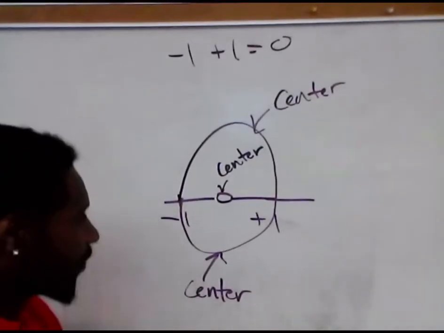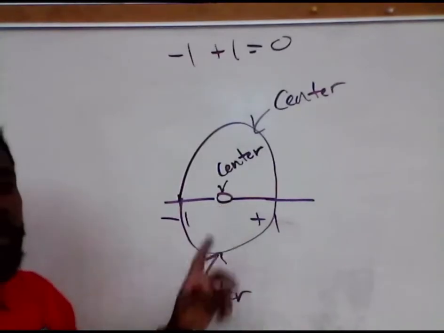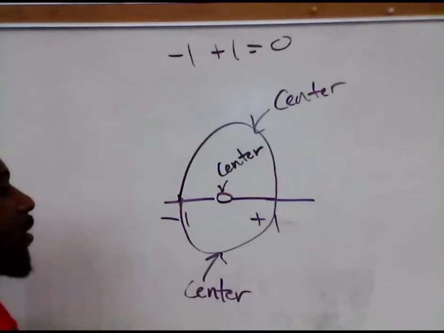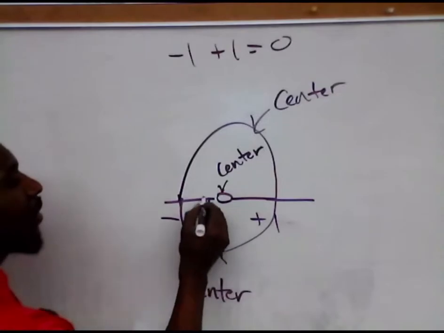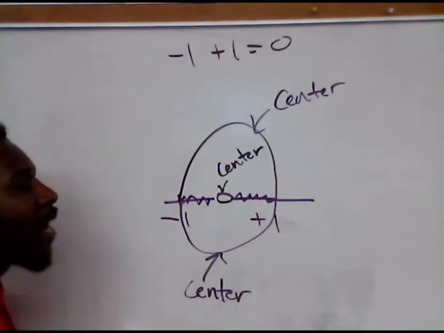So let's look over here again. This is our number line. And we started off with 0. And then we went over 1 unit to the left, and we called that -1. And we went over 1 unit to the right, and we called it +1.